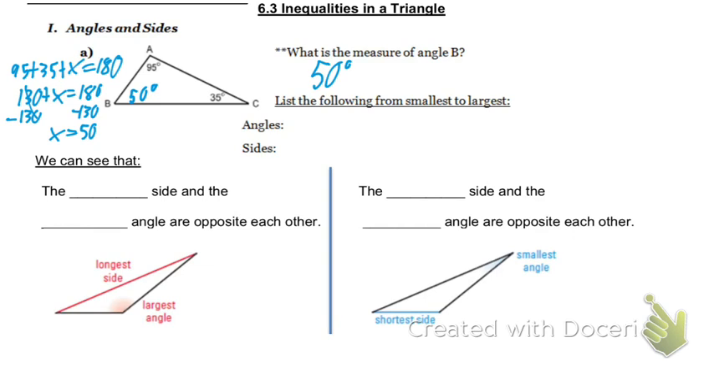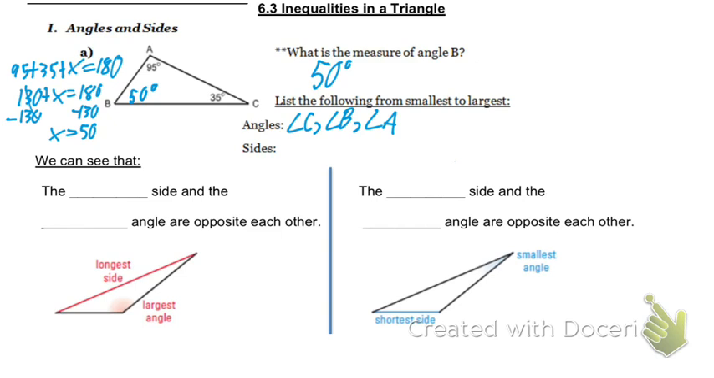So we can say now, if we want to list the angles from smallest to largest, which angle would we say is the largest? Angle A, angle B, or angle C? Angle from smallest to largest. Oh, C. Angle C, angle B, and angle A. Okay? We would say from smallest to biggest is the angles.